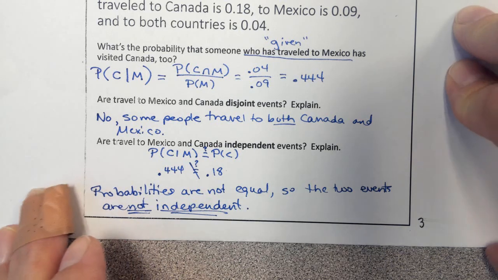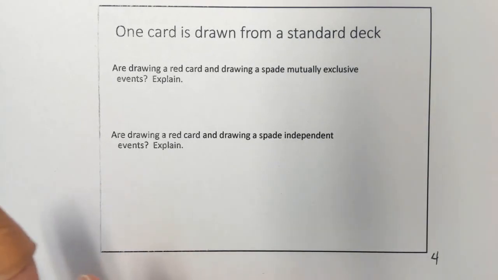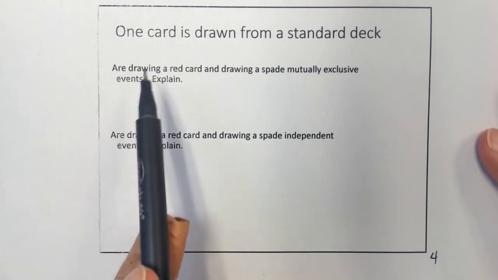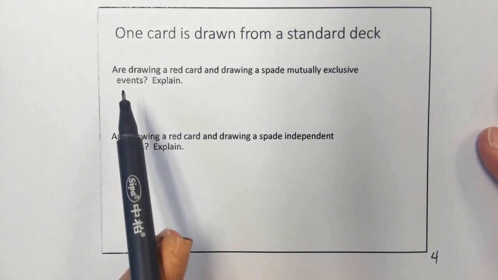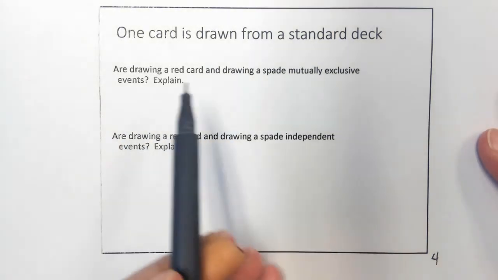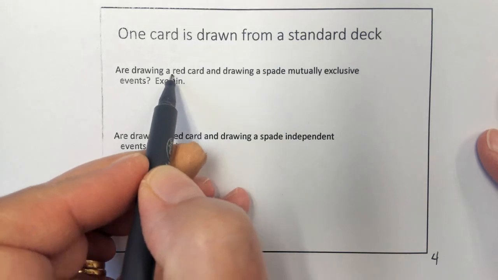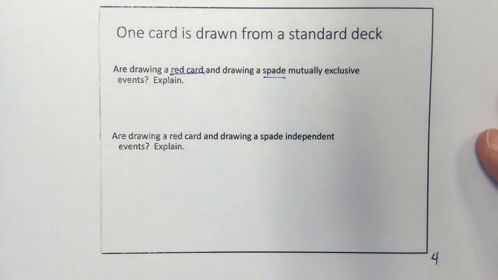Okay, let's do one with a deck of cards. Alright, by now hopefully you know what's in a standard deck. If not, you have that in your notes. You should go back and study it. Are drawing a red card and drawing a spade mutually exclusive events? And explain. Okay, are any red cards spades? Do we have any cards in the deck that are both red and a spade?